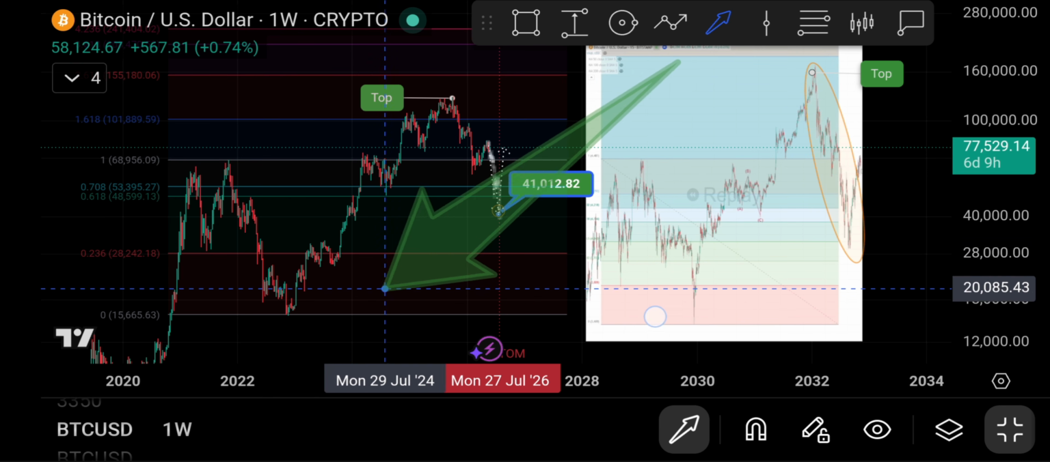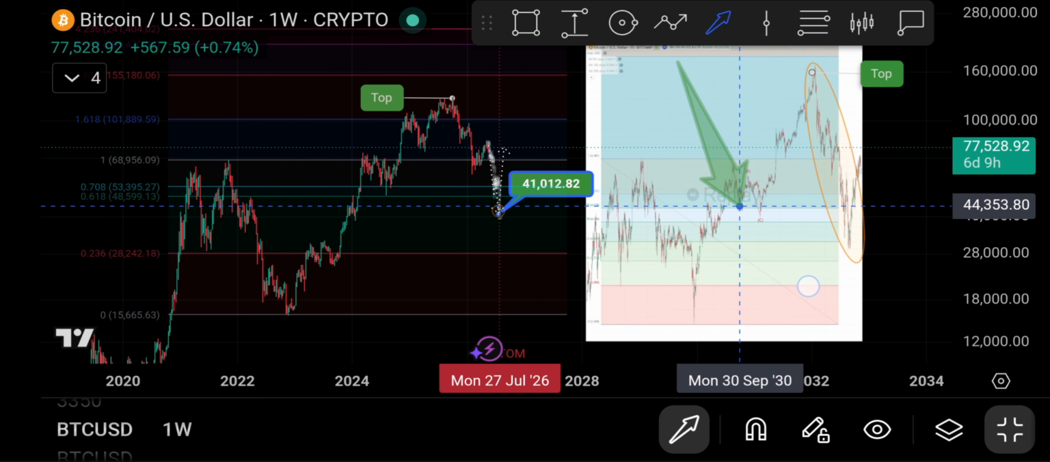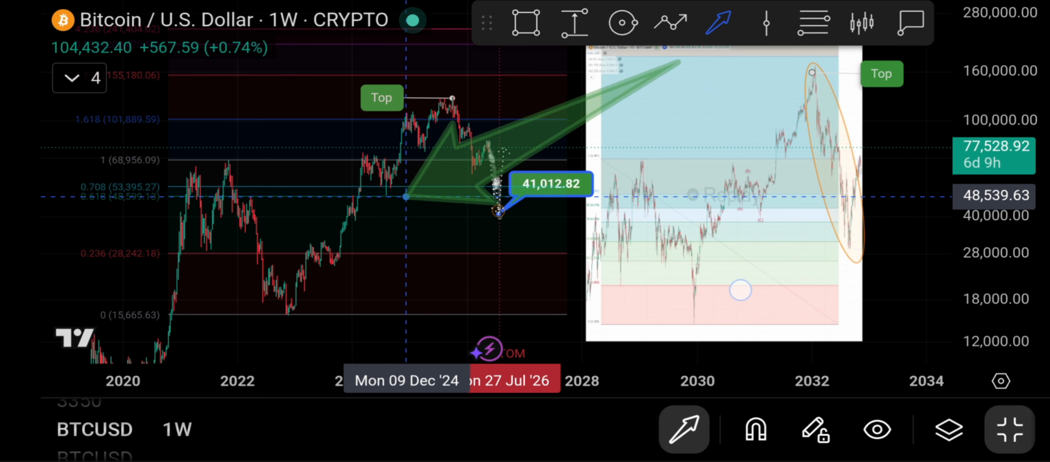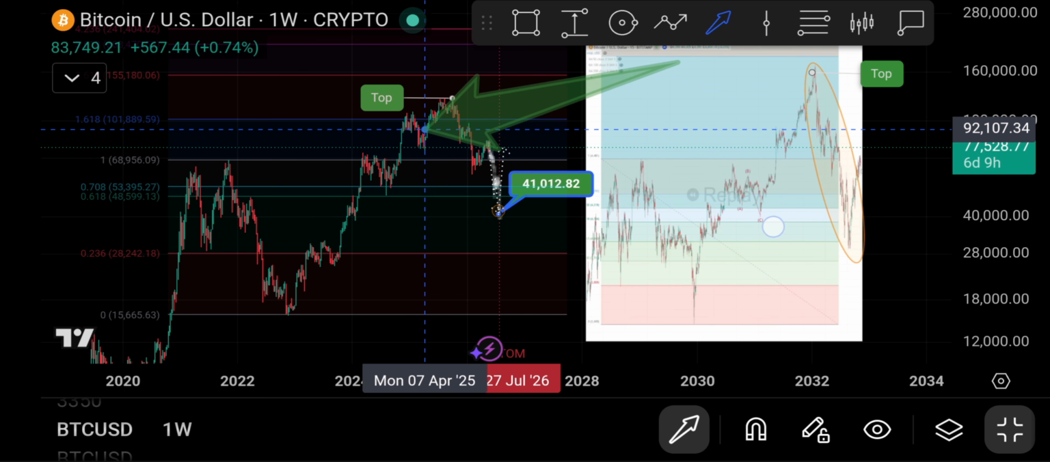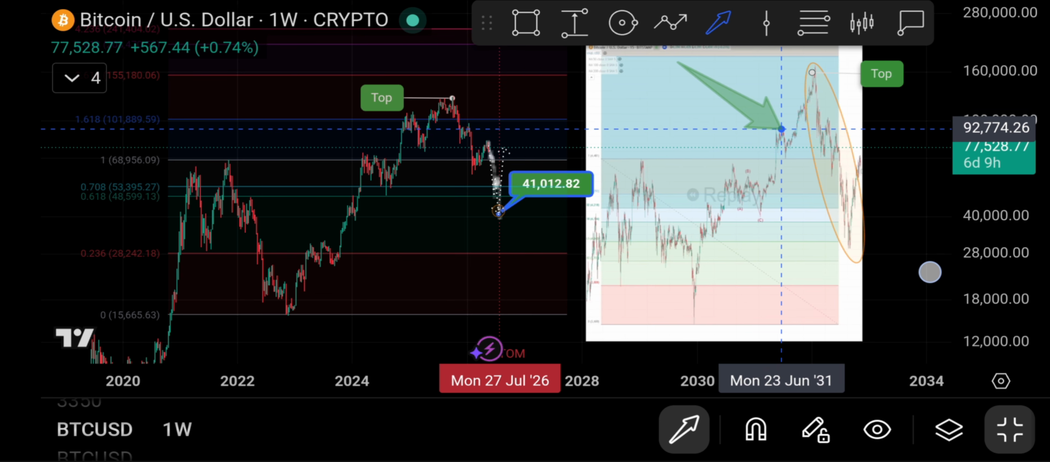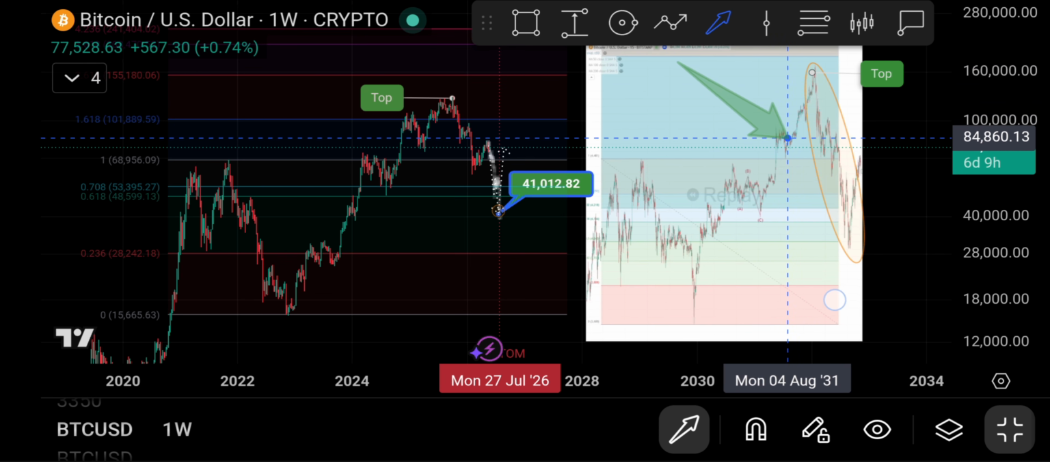You have the bottom, you have this bottom, you have this ABC correction in the middle. We have exactly an ABC correction. This price movement, the price movement. This is a 1, 2, 3, 4, 5 impulse wave.